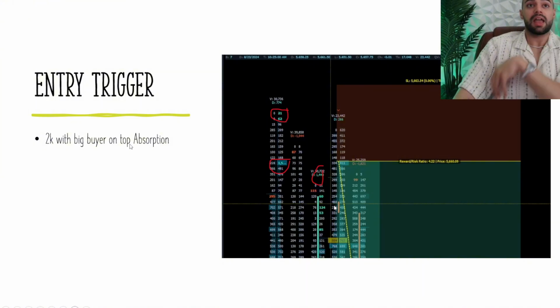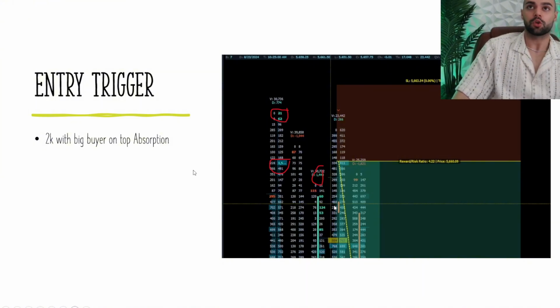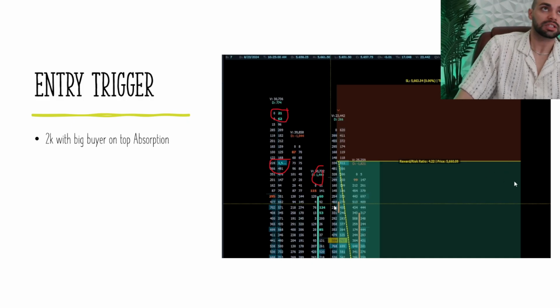You got 2K with the big buyer on top for absorption, right? So this is another kind of thing you could use to make this play an extra confluence, basically. You have a 1.4K right here. You have 1.5K right here. You have big buyers at the top with dead volume above them, so exhaustion, and price refuses to move up. So it's a pretty simple setup here.